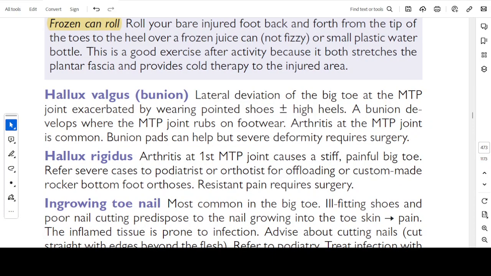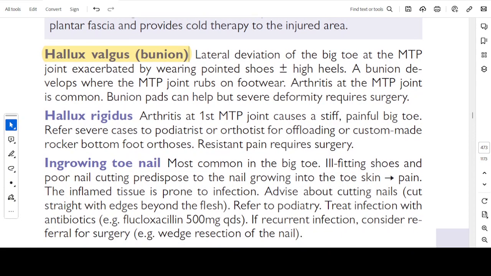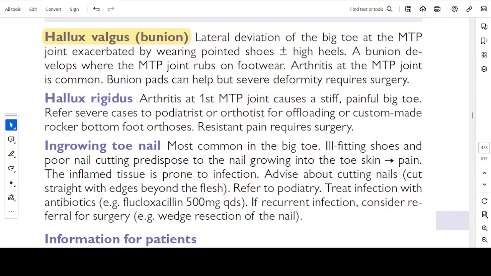Hallux valgus or bunion. Lateral deviation of the big toe at the metatarsophalangeal joint, exacerbated by wearing pointed shoes and high heels. A bunion develops where the MTP joint rubs on the footwear. Arthritis at the MTP joint is common. Bunion pads can help, but severe deformity requires surgery.